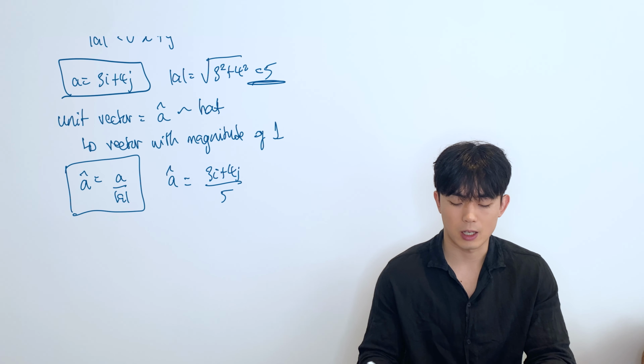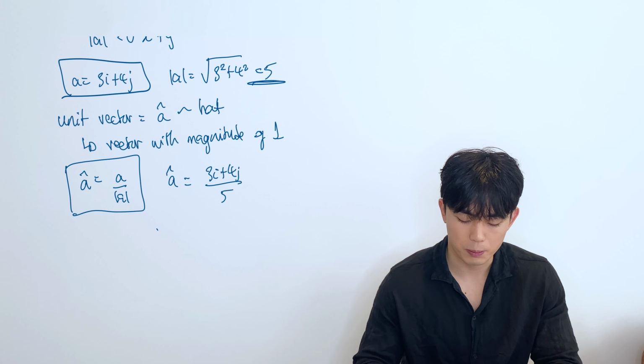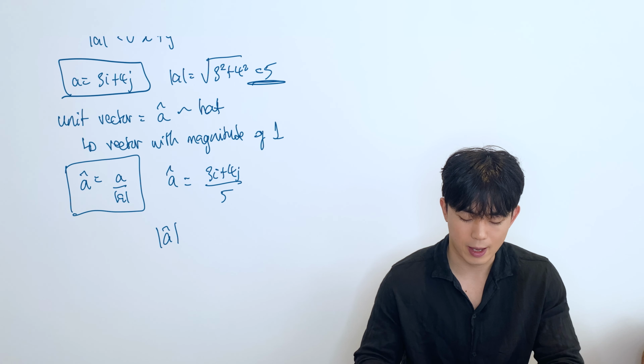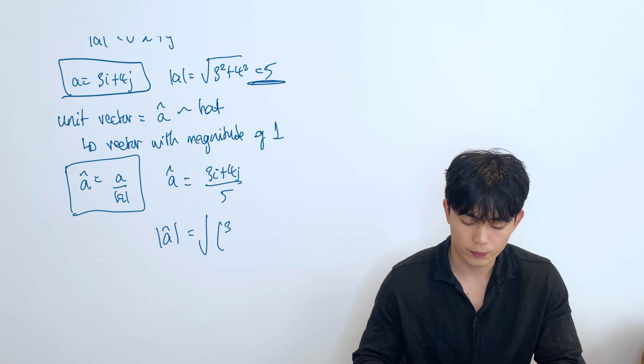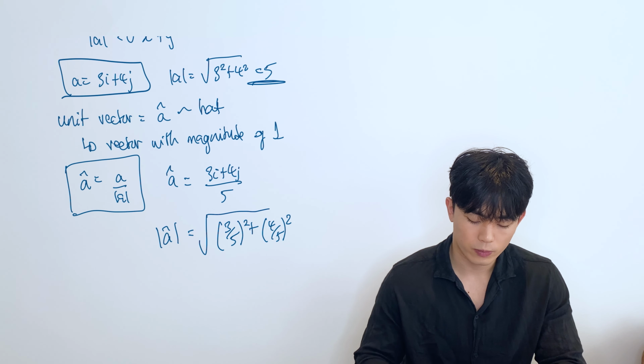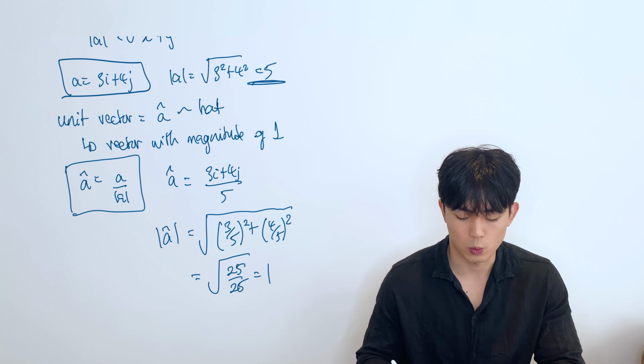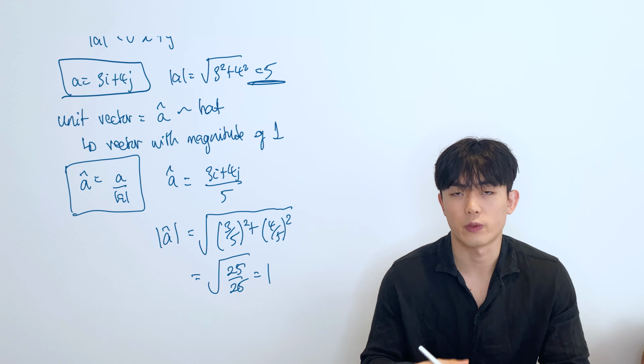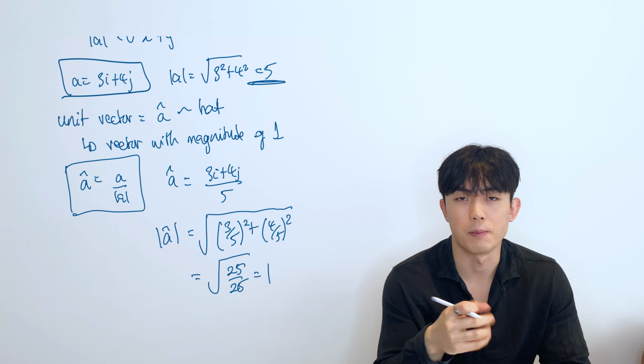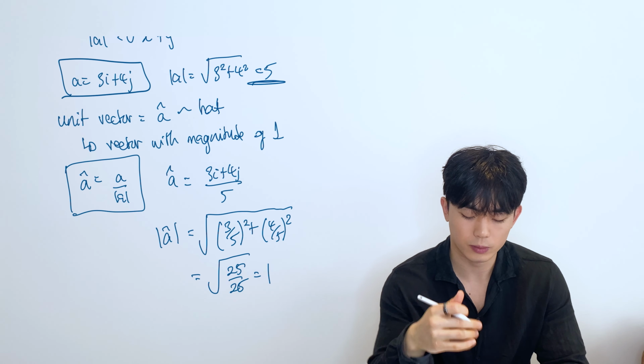And we can prove that it's a magnitude of 1, because if I find the magnitude of A hat, it's the square root of 3 over 5 squared plus 4 over 5 squared, which is going to be equal to the square root of 25 over 25, which is just 1, so it's true, right? This is useful for later on. It's essentially the number 1 in vector form.